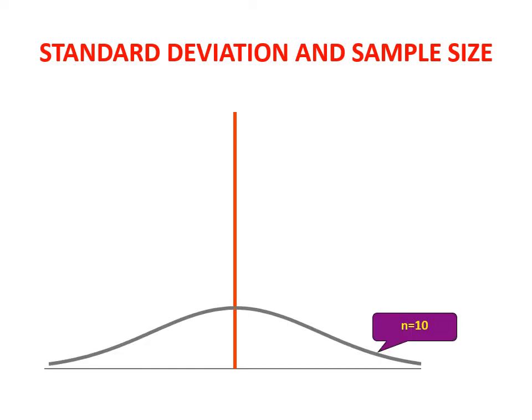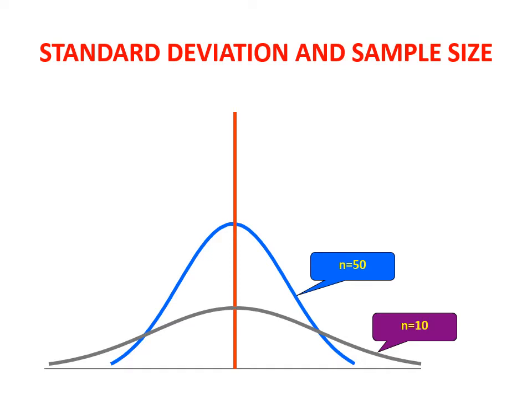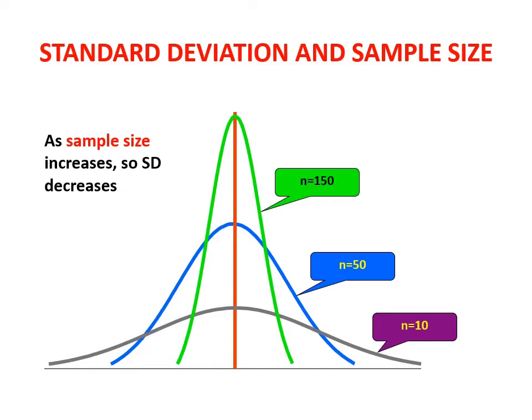The smaller the sample size, the higher the standard deviation. The higher the sample size, the smaller the standard deviation. There is an inverse relationship. If you look here, we have sample size number 10 and the standard deviation of the first sample is higher than the second sample, which is 50, whereas the last sample, which is 150, gives a smaller standard deviation. So when we increase the sample size, we will get a smaller standard deviation. So there is an inverse relationship.